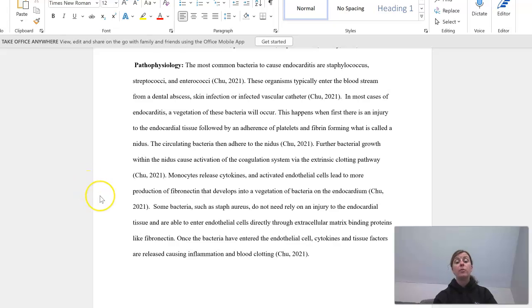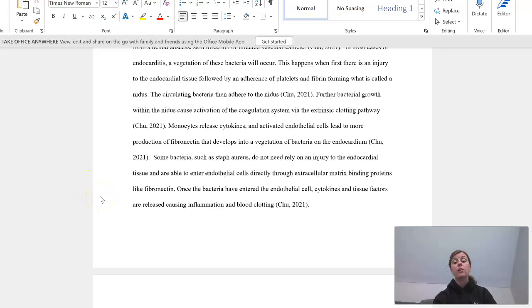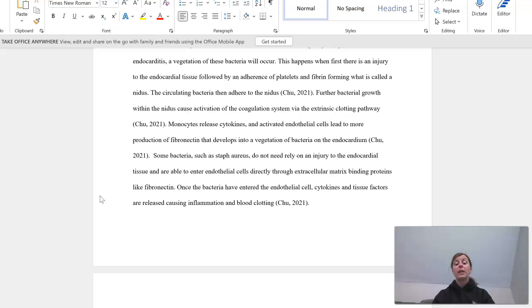Some bacteria, such as Staph aureus, do not need to rely on an injury to the endocardial tissue, and they're able just to enter the endothelial cells directly through extracellular matrix binding proteins like fibronectin. Once those bacteria have entered the endothelial cells, cytokines and tissue factors are released, again causing more inflammation and blood clotting.